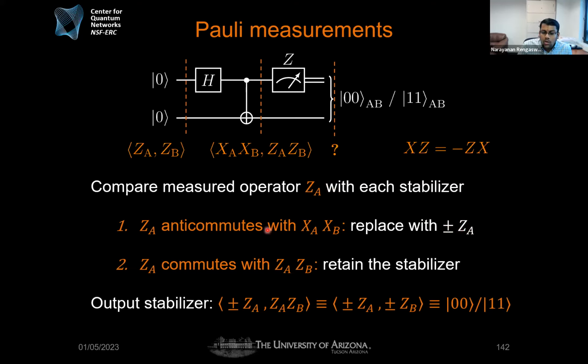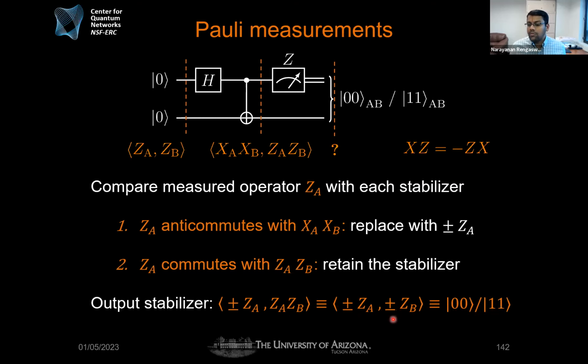Now you compare it with the second operator, which is ZAZB. But ZA clearly commutes with it. And so when it commutes, you just retain the stabilizer. You don't make any change. Voila, you have it. The output stabilizer is given by this signed version of the measured operator and the second original stabilizer. You can rewrite this by multiplying them in this form. And you can check that for this stabilizer group, the corresponding eigenstate is exactly 00 or 11, depending on which sign you got.